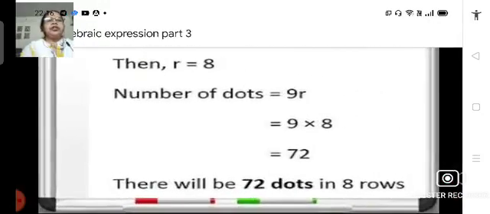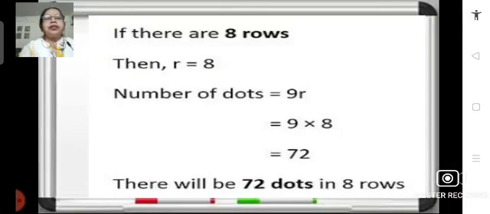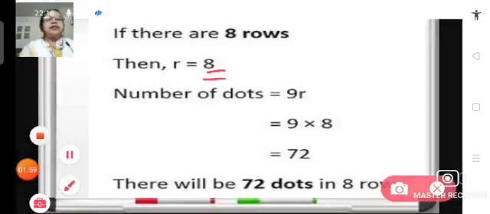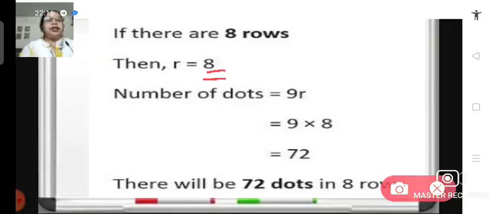Now let's find out how many dots will be there for 8 rows. So here we have R, that means number of rows, as 8. So what will be the number of dots for 8 rows? It will be 9R, that means 9 multiplied by 8. So there will be 72 dots in 8 rows.